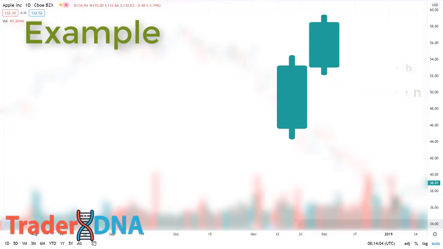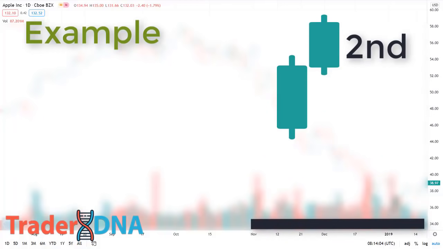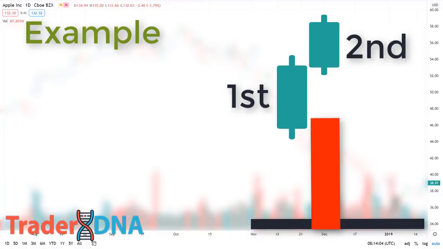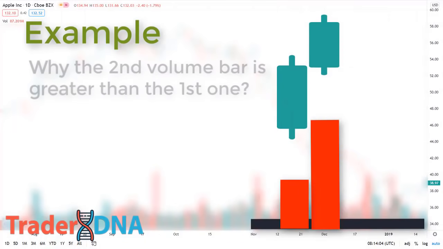And now, let's add volume bars to these candles. The second candlestick range is smaller than the first candlestick range. The volume bars are red. The second volume bar is greater than the first volume bar. Think why the second volume bar is greater than the first one.